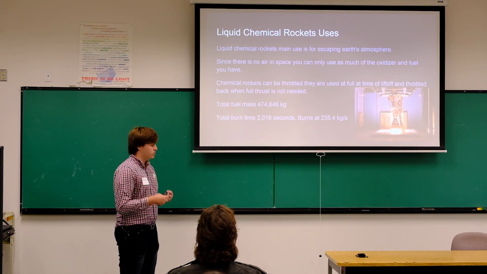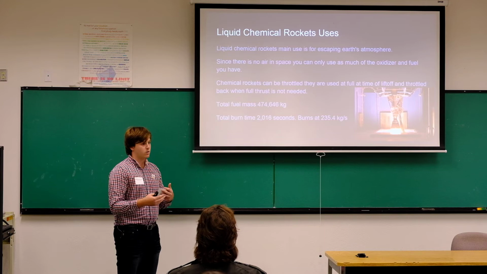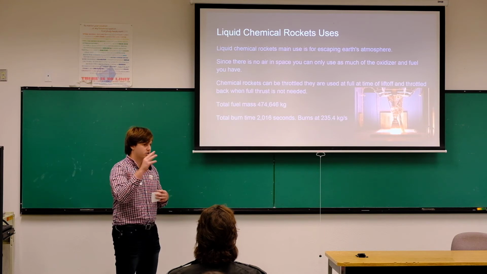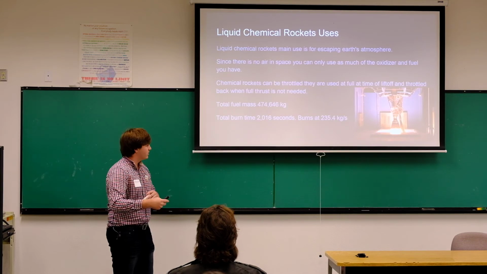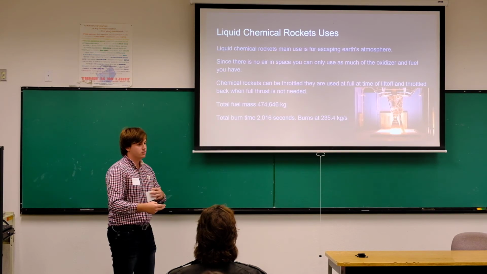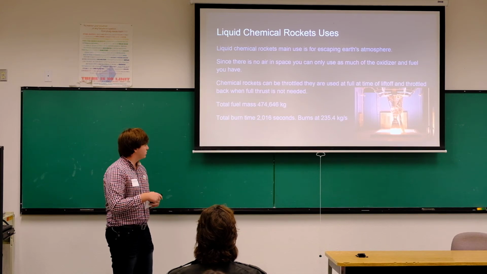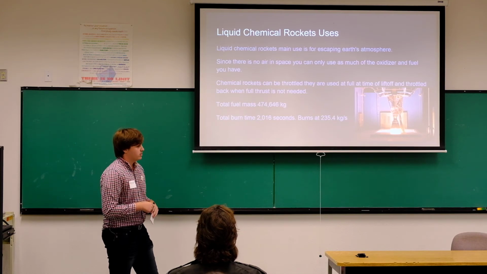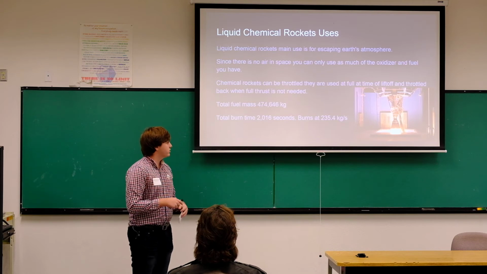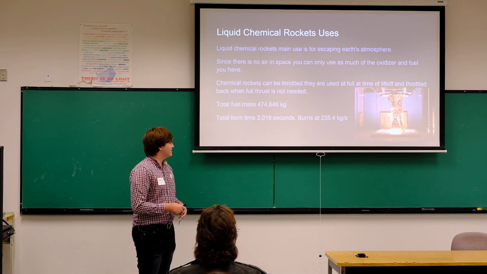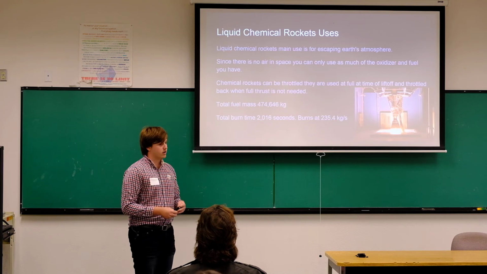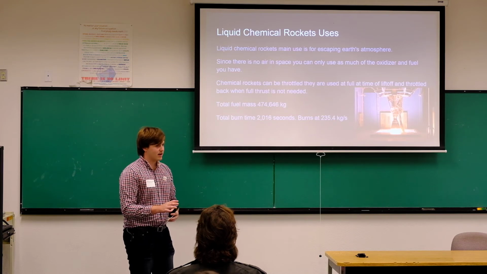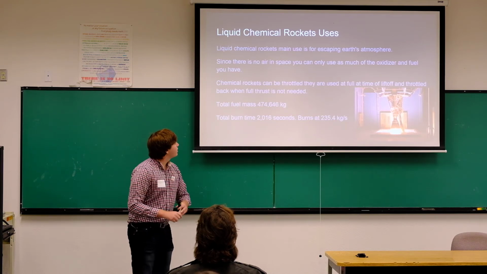You want to maximize how much you're actually getting into space, right? So you want to be efficient. You want to use as much space as you have for fuel. The total burn time on this rocket here, which is SpaceX's Merlin rocket, is about 2,016 seconds. So it burns at roughly 235.4 kilograms per second. But that's not exactly right. We're going to come back to that. Okay.